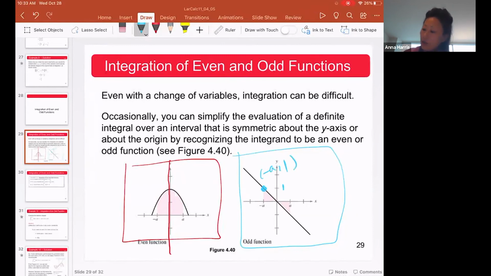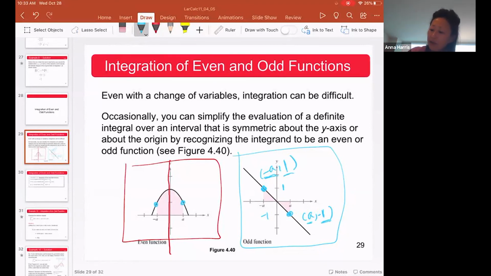Now look at this one over here. That is a and then what? 1. They're exactly, oh, excuse me, negative 1. They're exactly opposite. When negative a becomes positive a, positive 1 becomes negative 1. So they have opposite signs. Your answer is exactly opposite.